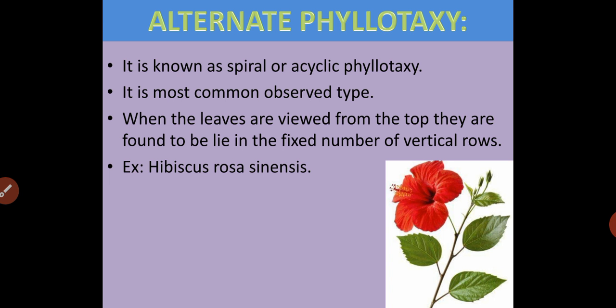Alternate phyllotaxy. Here, the arrangement of leaves takes place in a spiral or acyclic manner. If we view the leaves from the top, they are found to lie in a fixed number of vertical rows, as seen in case of Hibiscus rosa sinensis.